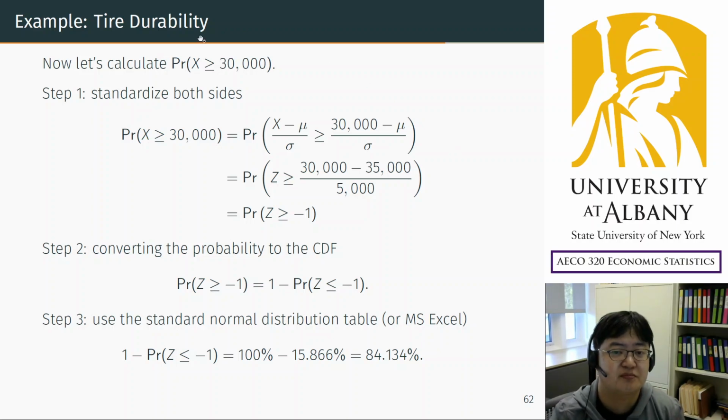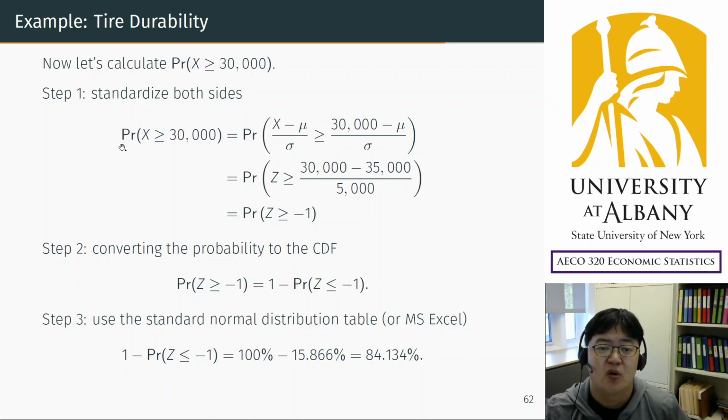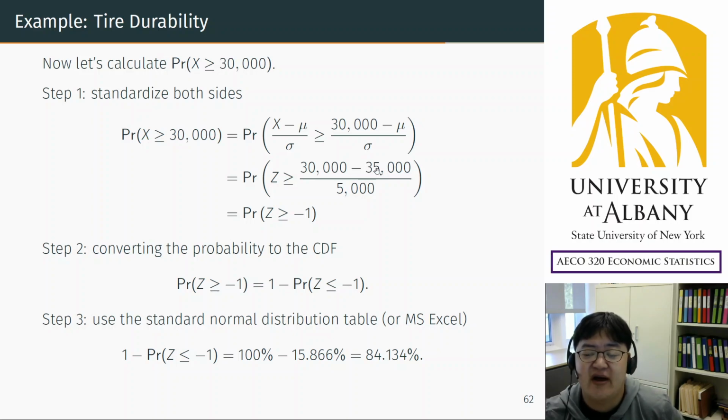Let me show you. So in step 1, we have to standardize the random variable into a standard normal distribution, right? This process is now automatic. X will be replaced by Z after standardization. And then what you have to keep in mind is taking the same manipulation on the other side. 30,000 miles minus 35,000 divided by 5,000 equals minus 1.